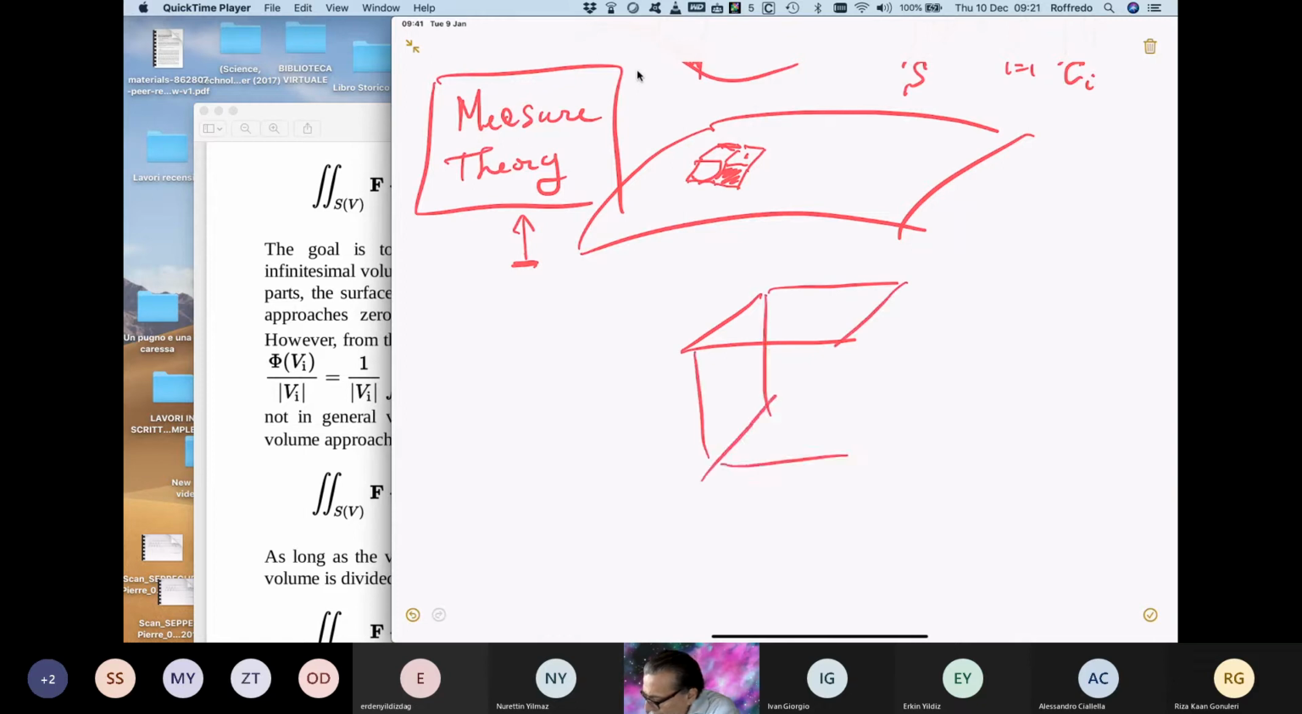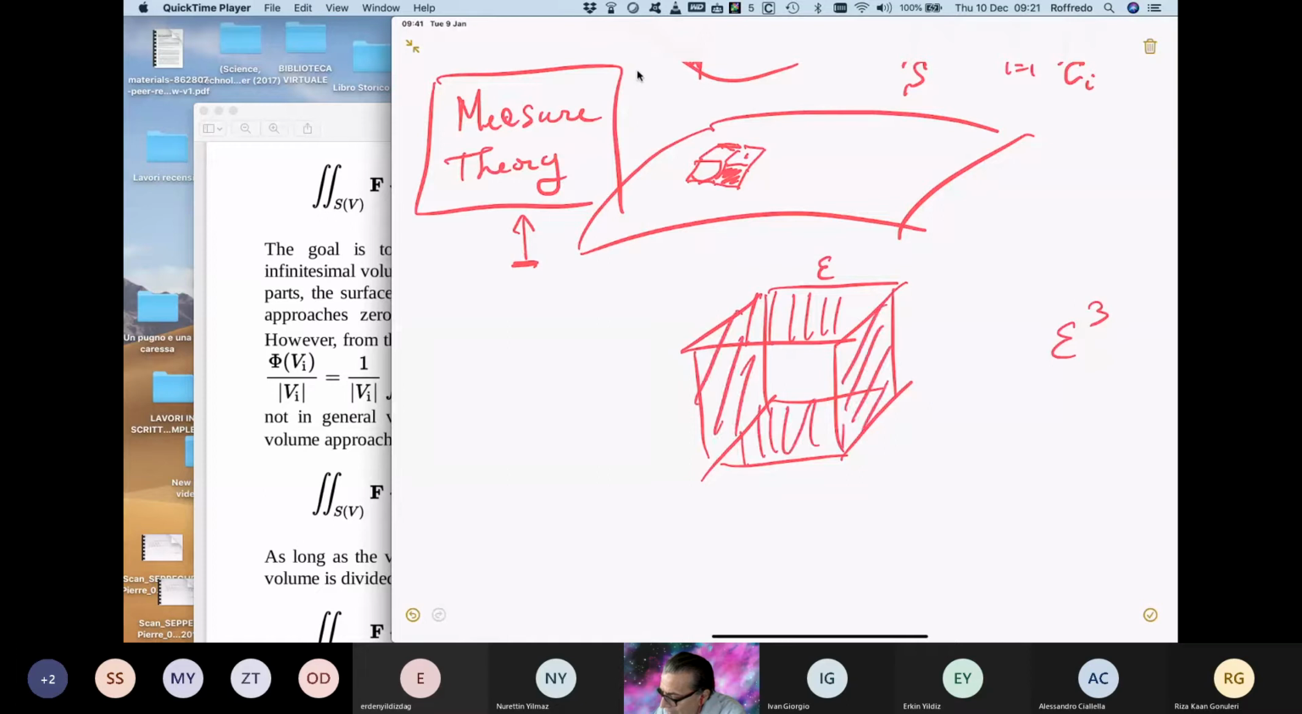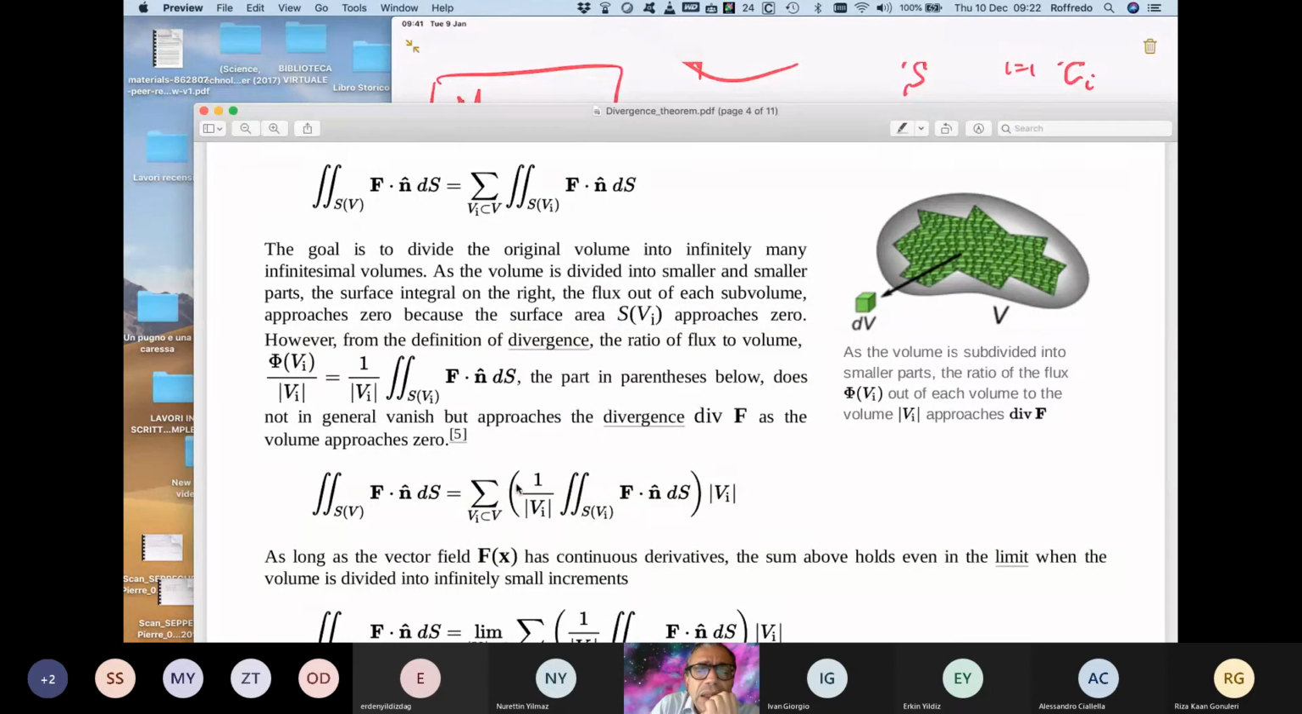You have the volume of the cube. So if the side is epsilon, the volume of the cube is epsilon cubed, and you divide by epsilon cubed the flux through the surface. And the flux through the surface in general is a quantity which goes with epsilon squared. Okay.